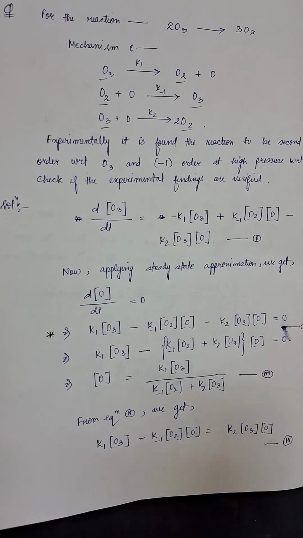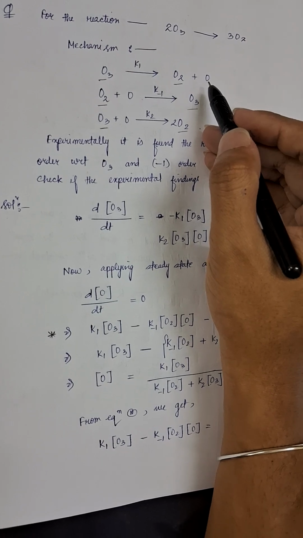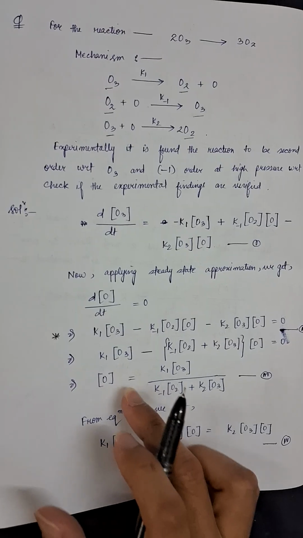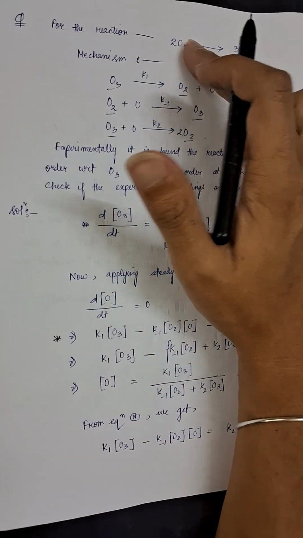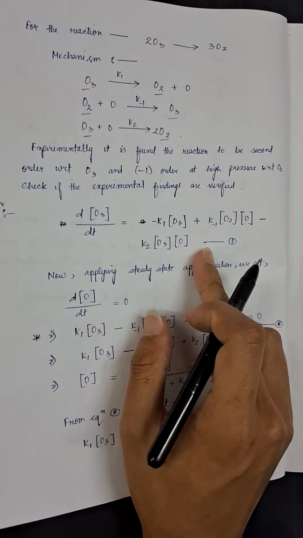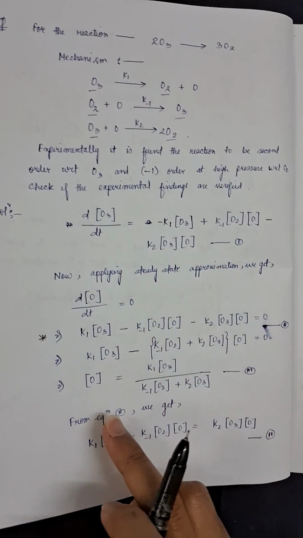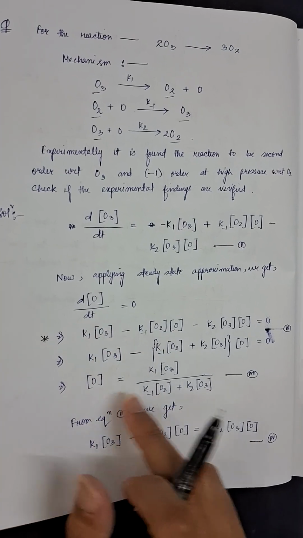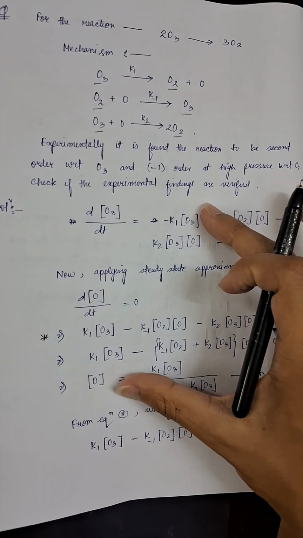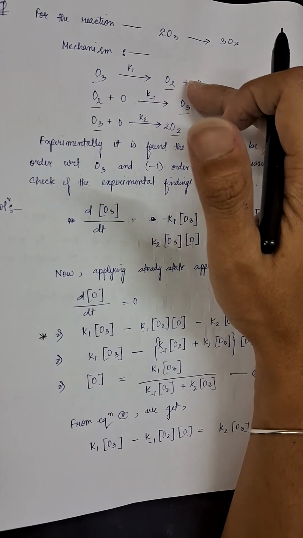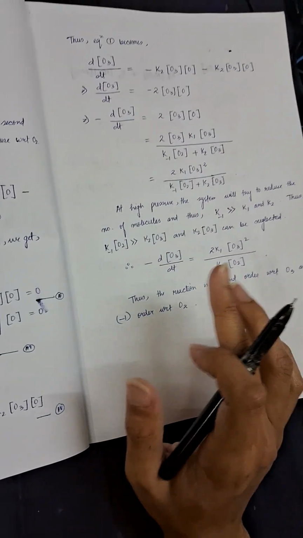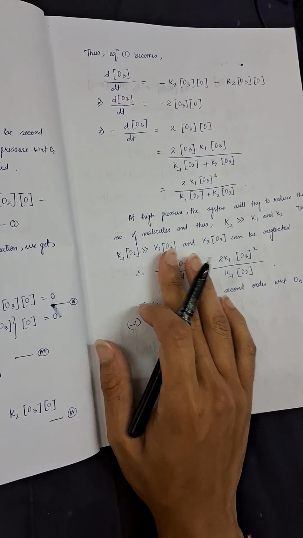into another reaction. If there is only one intermediate, then solve for the intermediate concentration and apply it to the rate equation of the reactant, O3. First, you find the reactant rate equation and then find the intermediate concentration using steady state approximation and apply it into this reaction. This is for the case when there is only one intermediate.